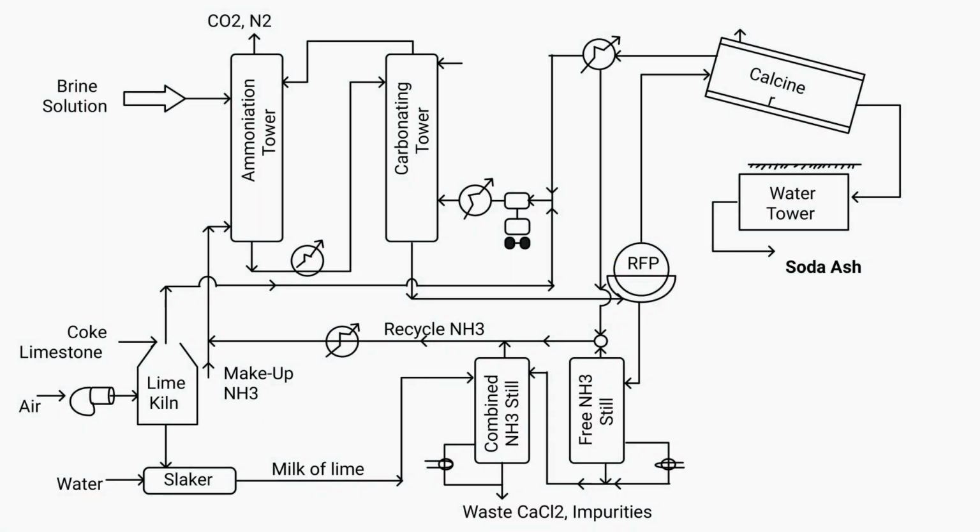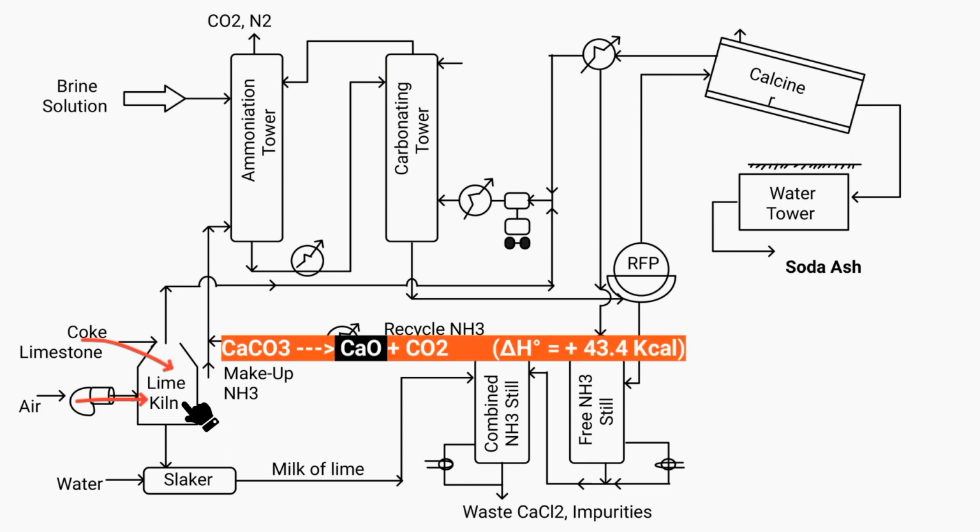Now, we will understand its working process with a step-by-step flowchart diagram. First of all, coke and limestone are sent to the lime kiln, and air is pumped through an air pump. In the lime kiln, two main reactions take place. In the first reaction, calcium carbonate decomposes into calcium oxide and carbon dioxide gas. In the second reaction, carbon reacts with oxygen gas to form carbon dioxide gas.